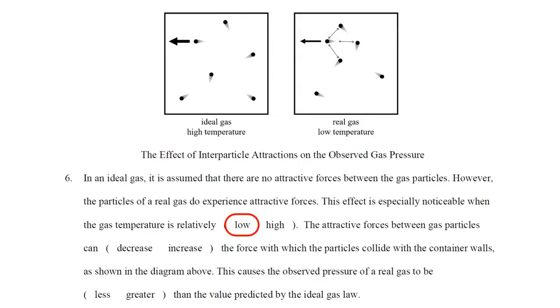condenses to a liquid. Now, the attractive forces between the gas particles can decrease the force with which the particles collide with the container walls, as shown in the diagram above. This causes the observed pressure of a real gas to be less than the value predicted by the ideal gas law. So the fundamental explanation for why the observed pressure is slightly less than the pressure predicted by the ideal gas law is attractive forces between gas particles.